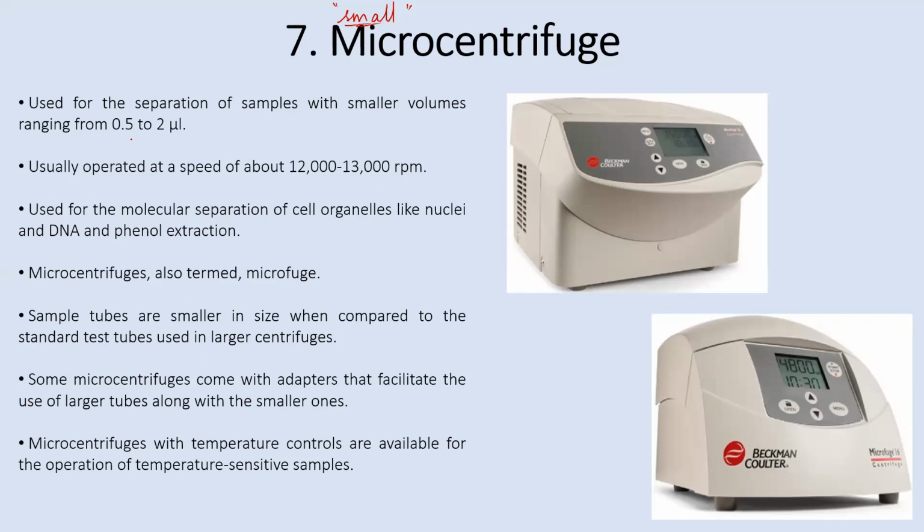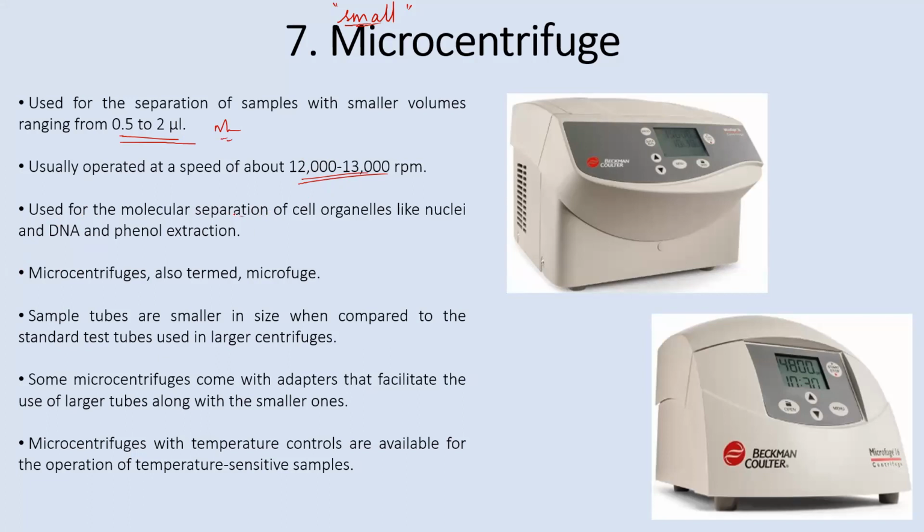So in that case, your preparation is not going to be much higher than, say, 2 microliter or 1 ml, which is the maximum that you can work with in a molecular biology lab when you are extracting DNA from a particular bacteria or from a plant source or from animal cells. So it is used for separation of samples with smaller volumes, and look at the range: it is from 0.5 to 2 microliters. It is that small, not even ml. It is microliter. It is operated at a speed of 12,000 to 13,000 RPM.